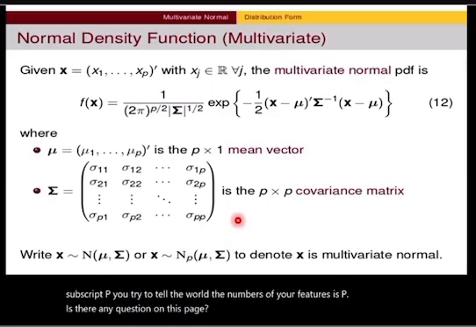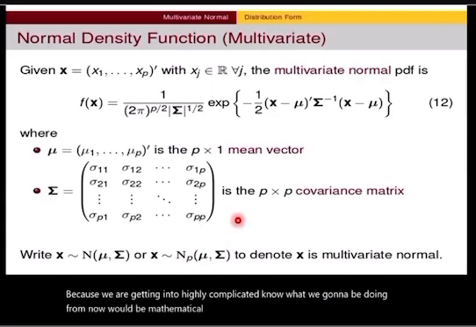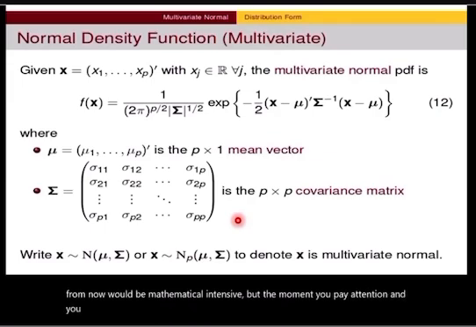Because we are getting into highly complicated material, what we're going to be doing from now will be mathematically intensive. But the moment you pay attention and we can relate this to real-life practical situations, you are actually going to be fine.